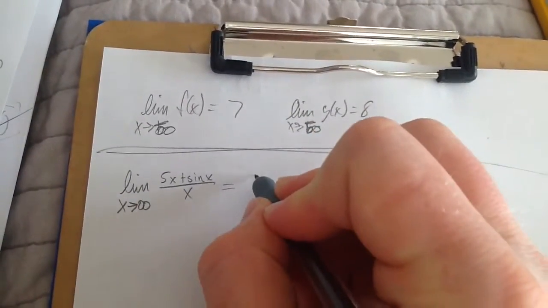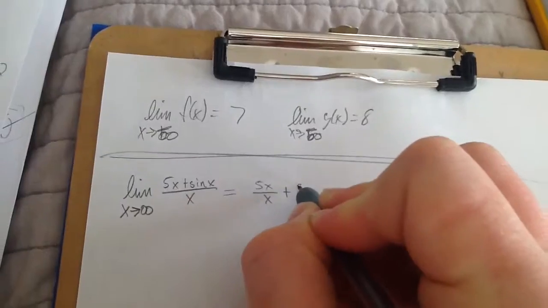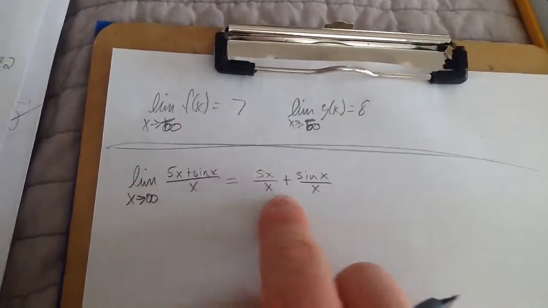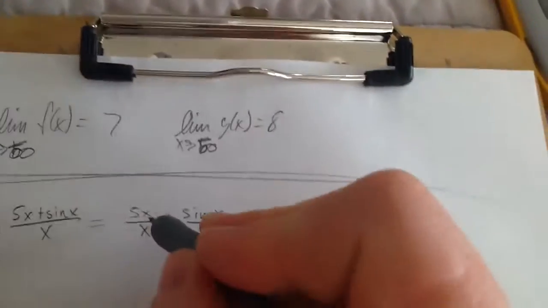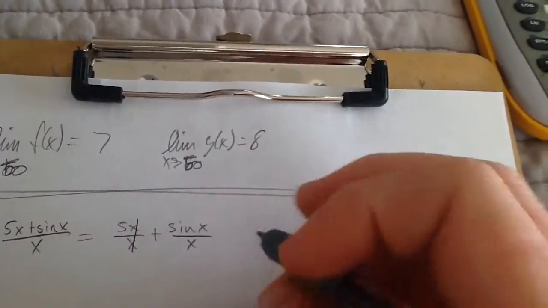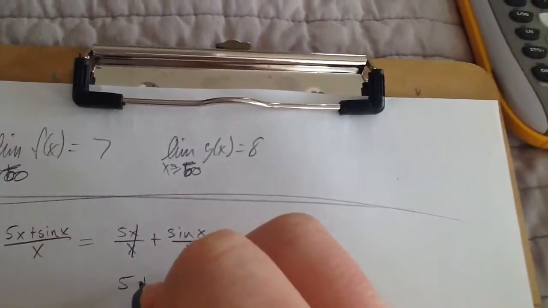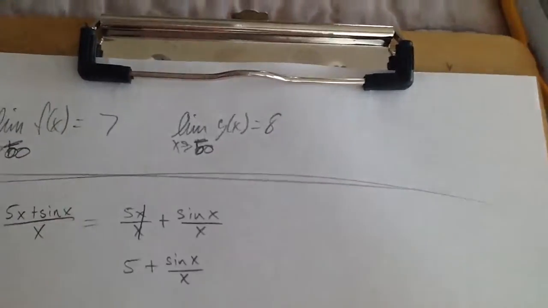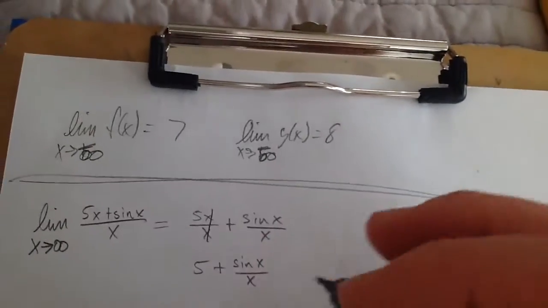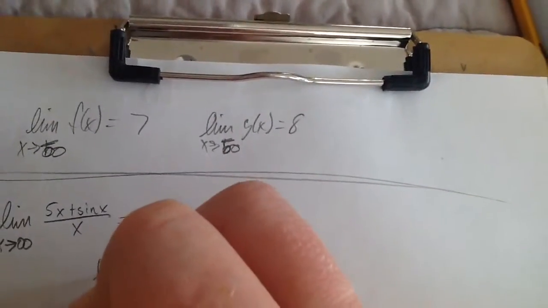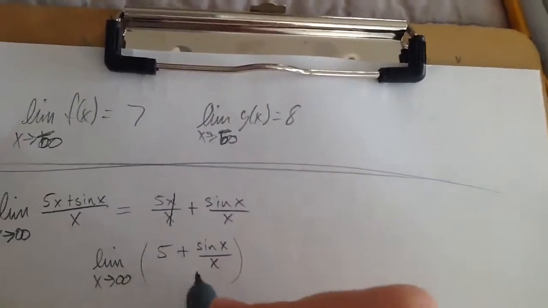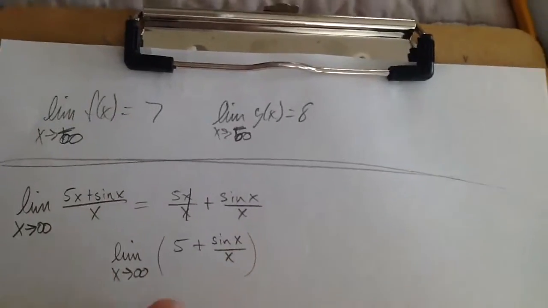So this is the same as 5x over x plus the sine of x over x. Right? Because if I added those together, I'd get that. They already have a common denominator. Well, now I can simplify this. 5x over x, that's just 5. So I got 5 plus the sine of x over x. Don't try to just eliminate those. So what that allows me to do is, the limit as x approaches infinity of this is the same as this, and this is a lot easier.